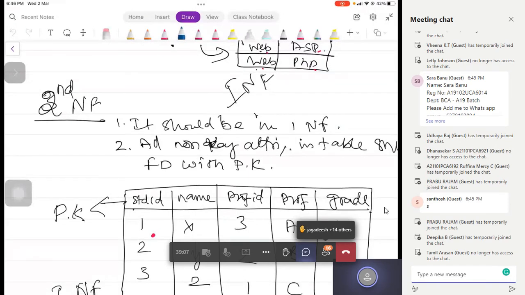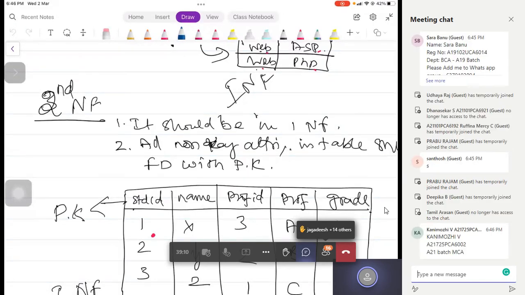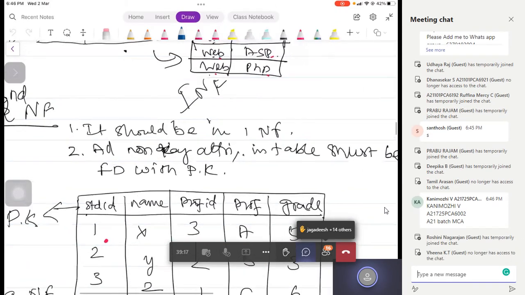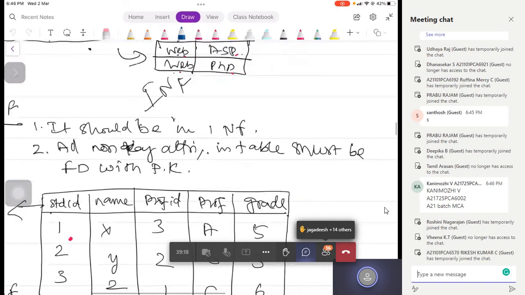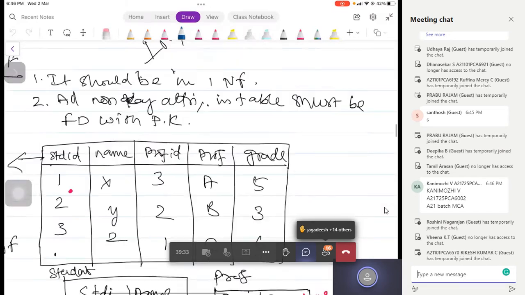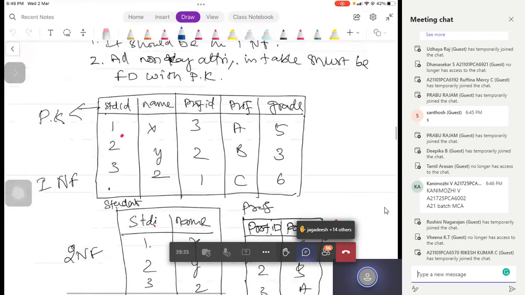What about the second normal form? Second normal form should be in the first normal form. Along with that, non-key attributes in the table must be functionally dependent on the primary key. If attributes are functionally dependent on the primary key, keep them alone in one table. For example, here: student ID, name, professor ID, professor name, grade.